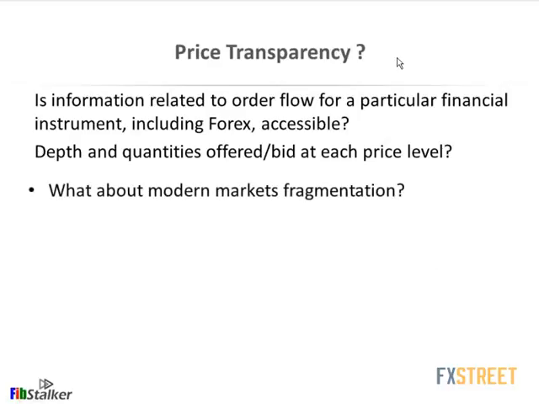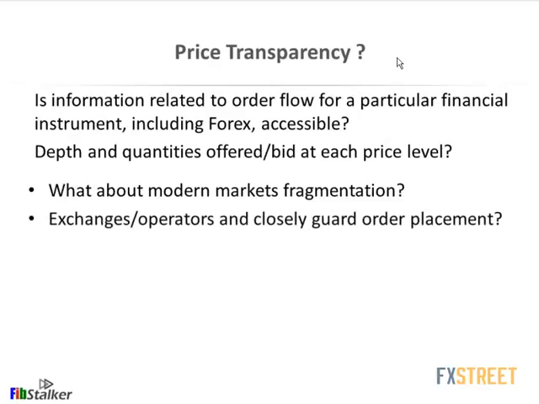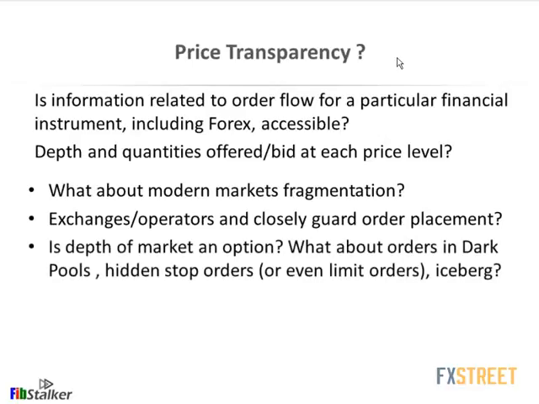To me, modern markets are not very transparent, and this is related to market fragmentation, the fact that trading happens on different electronic venues these days. Think of OTC forex, or the way the forex market is structured, but also the other markets, stocks, futures. I could actually argue that exchanges and operators closely guard all their placement information. So it's not something that is easily and readily available.